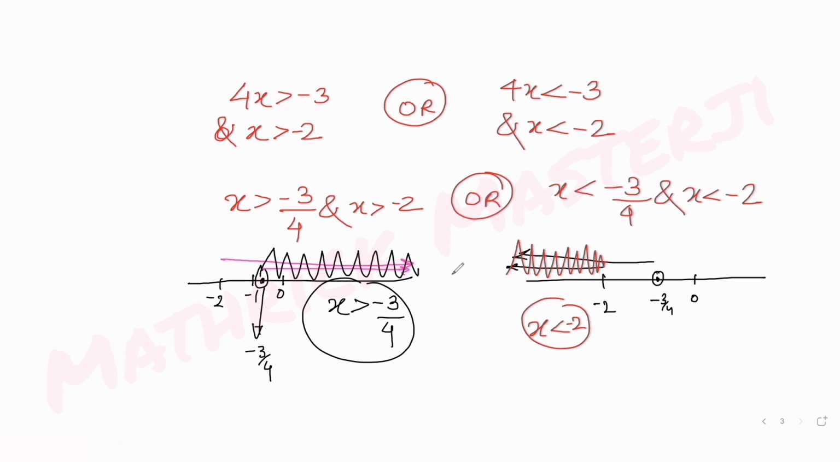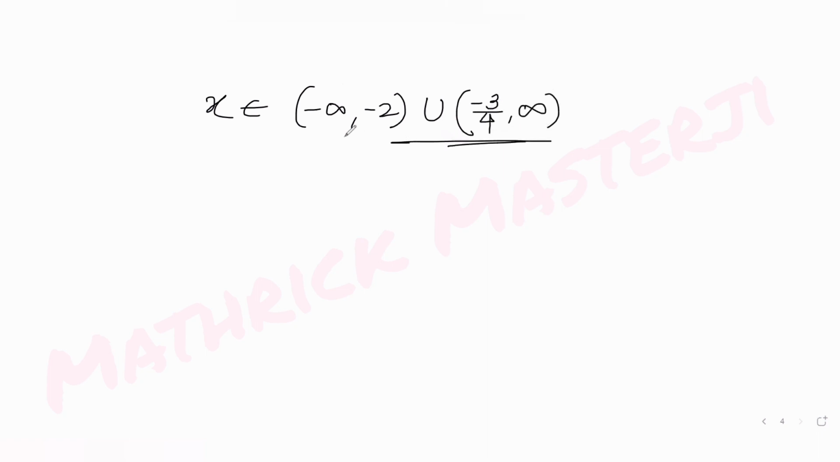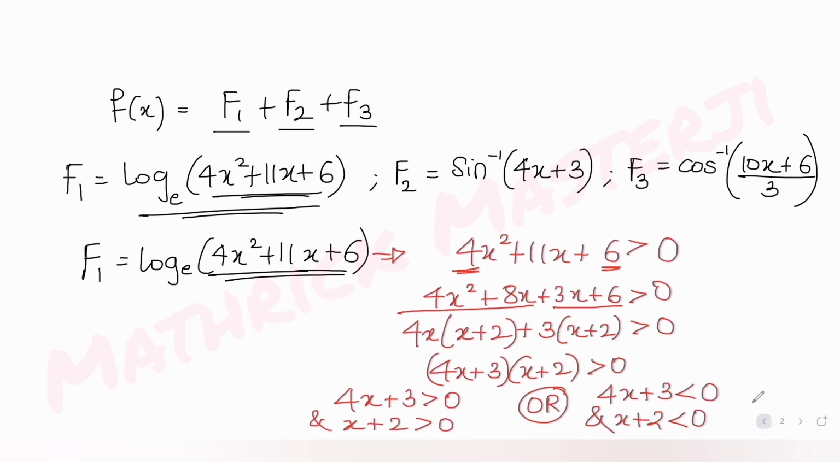So I get, or in between, and that gives me the solution set that x values either lie less than minus 2 till minus infinity, or greater than minus 3 over 4 that goes till infinity. So from here I get the solution set, and that gives you x belongs to minus infinity and minus 2, union from minus 3 by 4 till infinity. So that's your solution set for the first part of the function, f1.